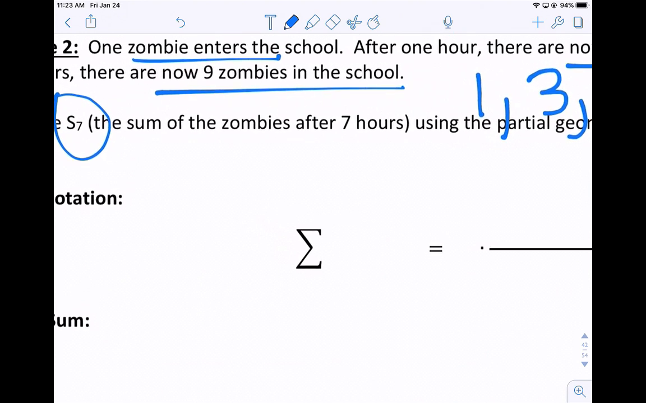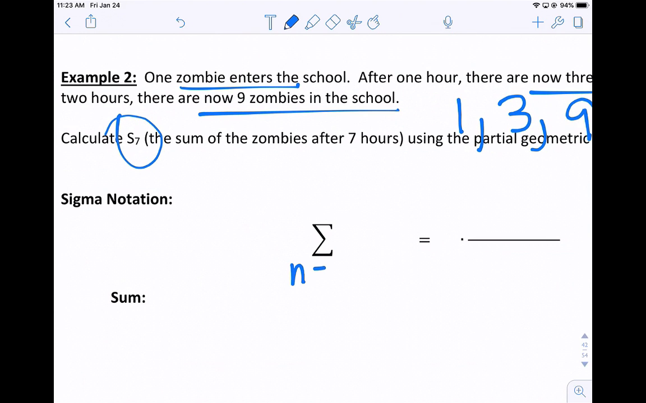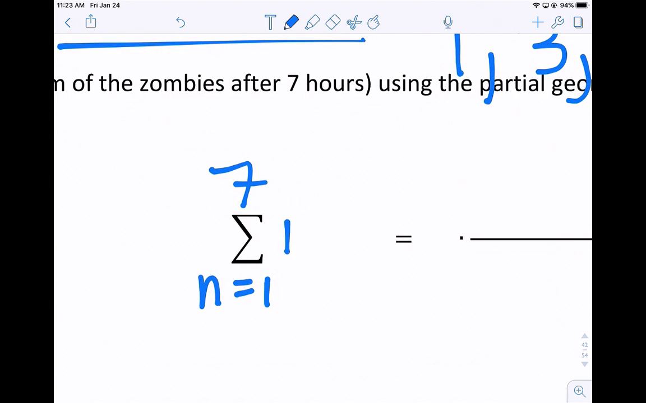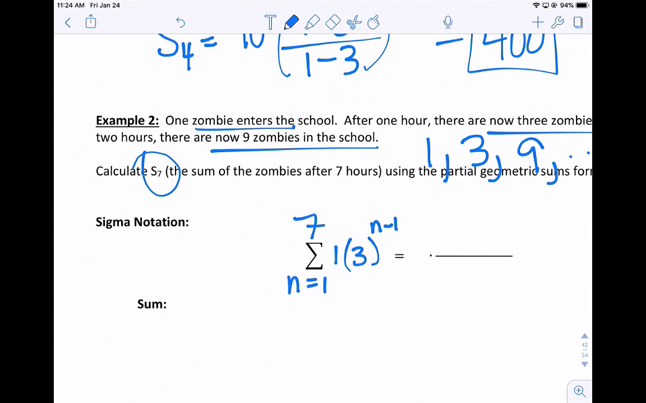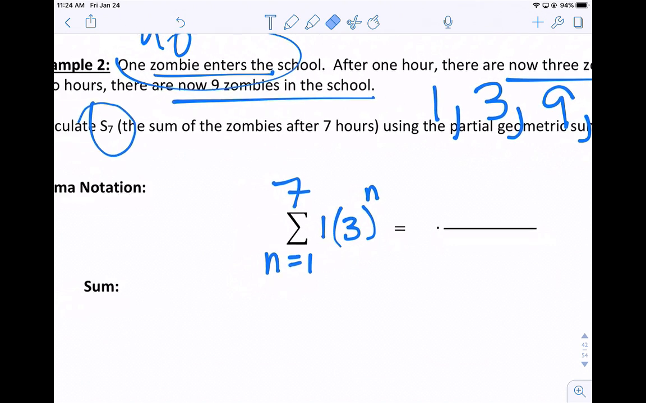All right, well, let's plug into first our sigma notation. So we want the sum of 7 hours. And again, we started with 1 zombie, and they tripled every hour. So n minus 1. Okay. Actually, for this one right here, 1 zombie enters the school. That would be a sub 0. So I don't need this n minus 1. Here would be our equation because we did have the 0 term.